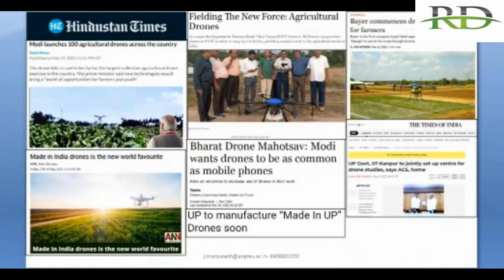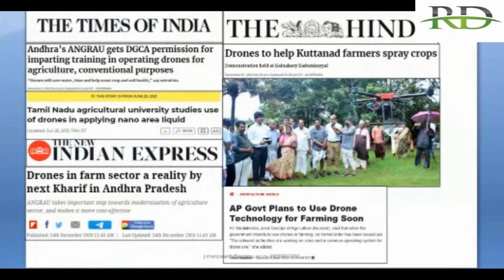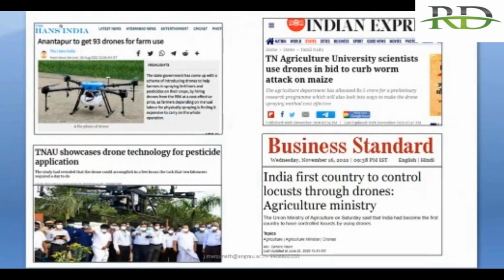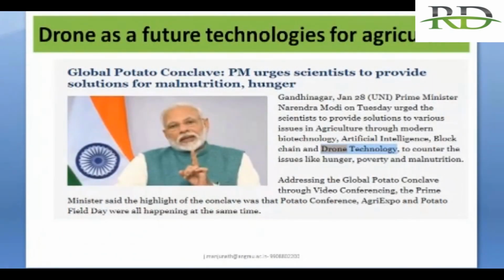Some paper clips. Next, doctor. Next. This is from the UNA meeting on drone technology. Our PM especially said that drone technology is one of the important aspects, as well as artificial intelligence, and we are taking utmost care for this 2030 vision. Next.